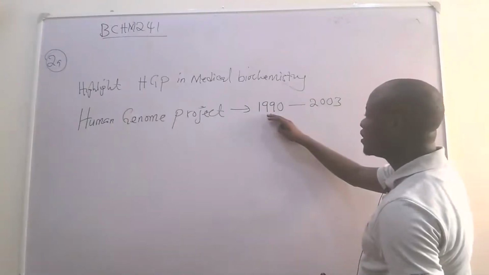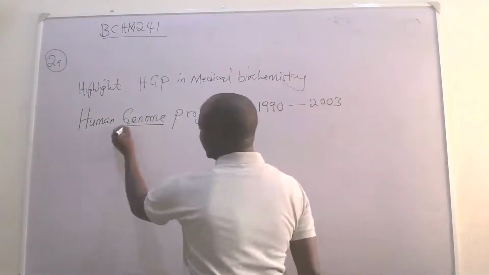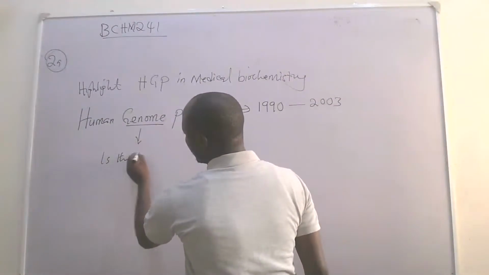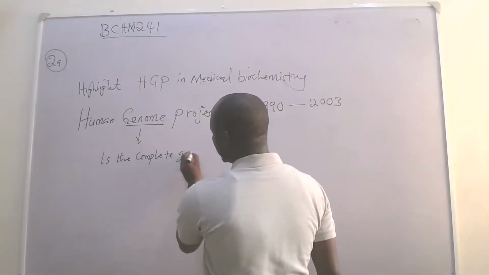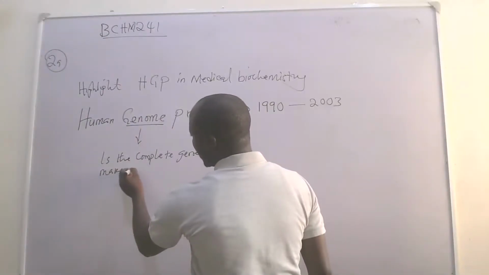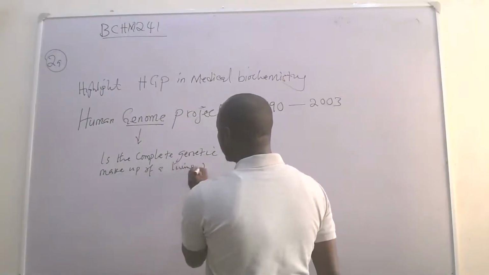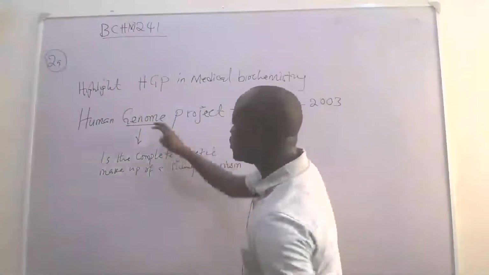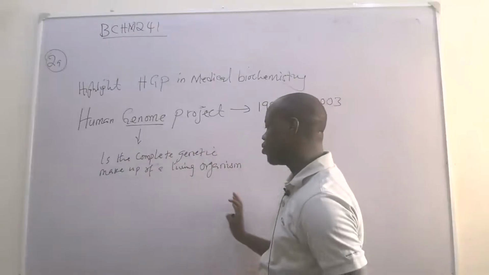So if you can see, to sequence the whole, because the word genome, ladies and gentlemen, genome means the complete genetic makeup of a living organism. That is what we mean with genome. The first thing, a genome is the complete genetic makeup of a living organism.